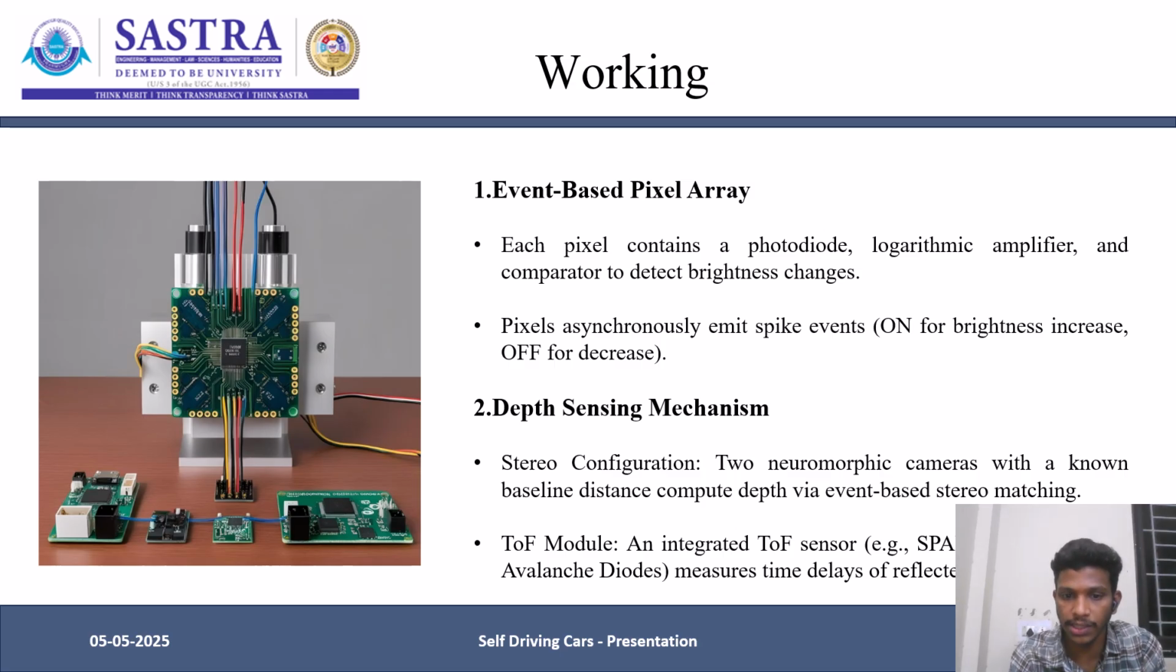Then the depth sensing mechanism, stereo comparison: two neuromorphic cameras with a known baseline distance compute the distance via the event-based stereo mechanism that I have said before, that is using triangulation. They compare the positions of the events in both views and find the depth.